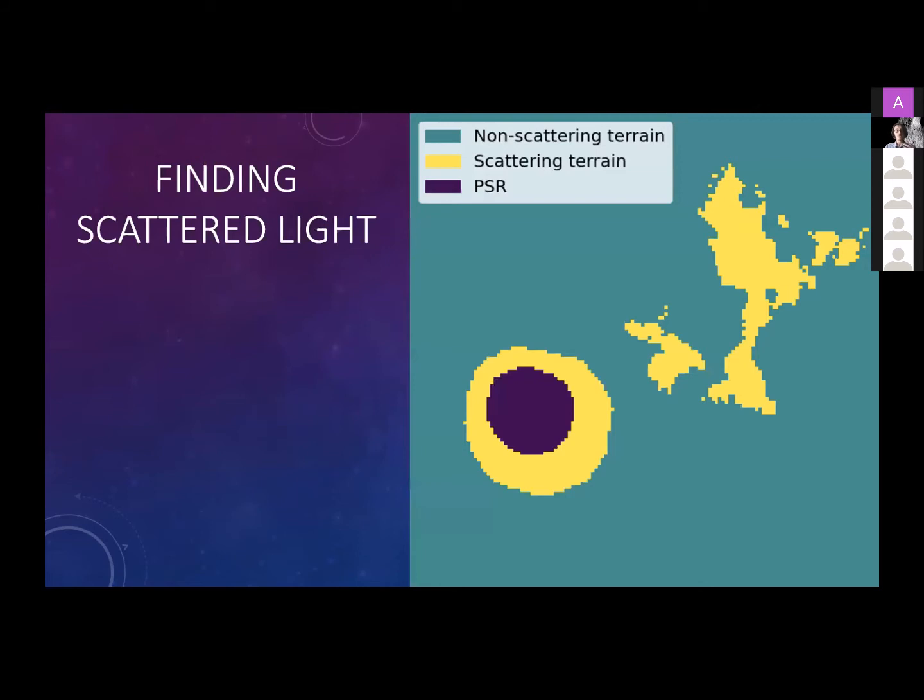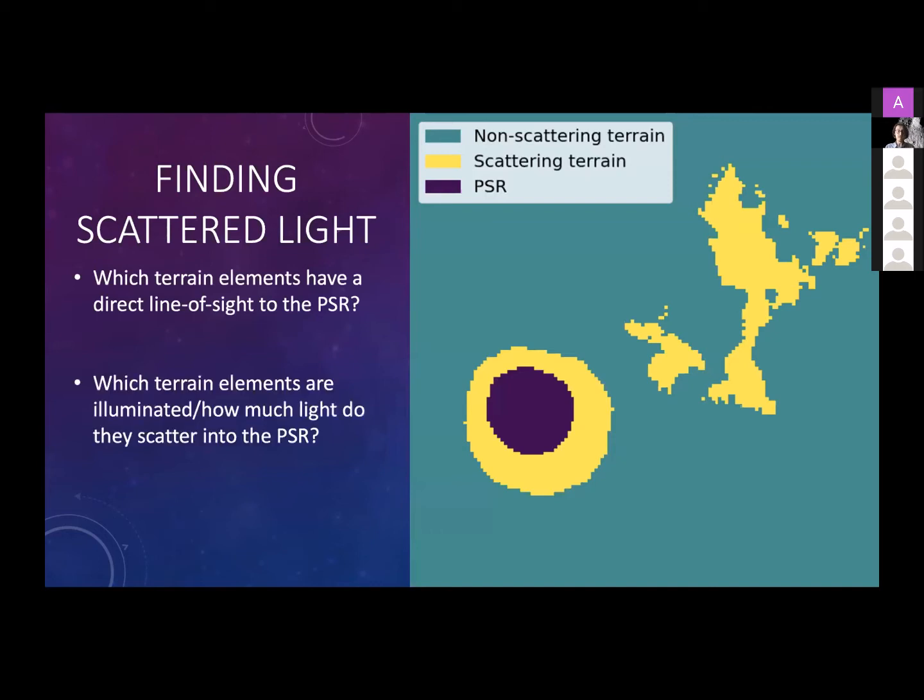All right, so to find scattered light, we basically have to answer two questions. Which terrain elements have a direct line of sight to the PSR? And which terrain elements are illuminated, and how much light do they scatter into the PSR? Now, while conceptually easy, these questions are surprisingly computationally expensive to answer, largely just because of the sheer number of calculations required that you have to run for every terrain point, both in the scattering terrain and in the PSR terrain. This becomes exponentially more significant as we move into higher resolution data.